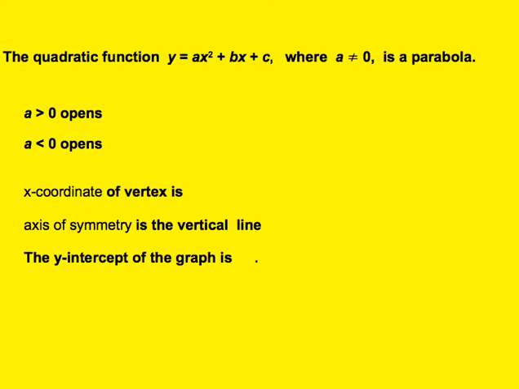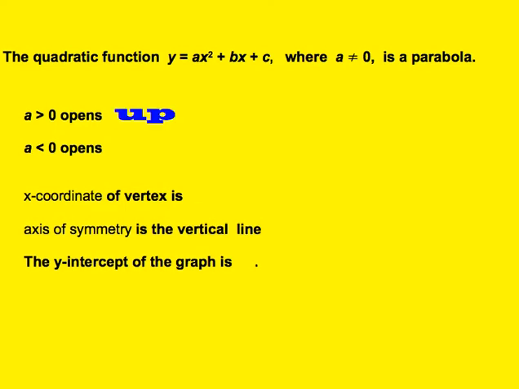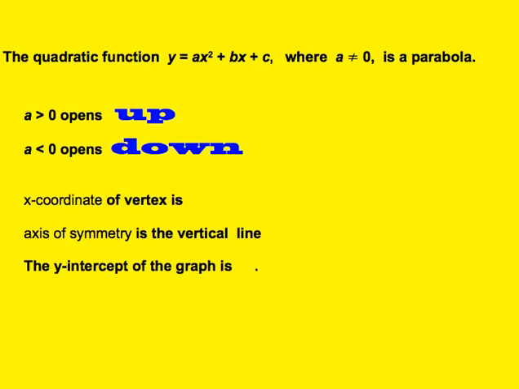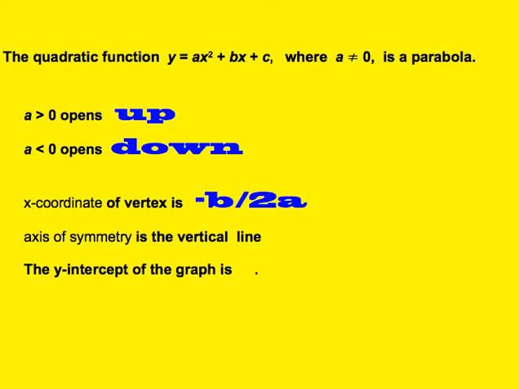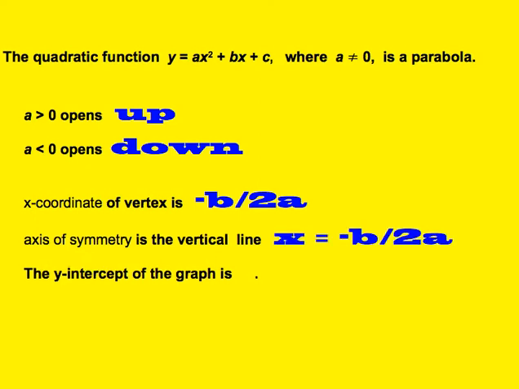If a is greater than 0, so if a is positive, this graph is going to open up. So it will make an upward U shape. If a is less than 0 or negative, it's going to open down. So it will make a downwards U. The x-coordinate of the vertex is -b over 2a. Okay, get very familiar with that. -b over 2a. And then the axis of symmetry is going to be the vertical line x equals -b over 2a. Notice the -b over 2a is the same in that situation.